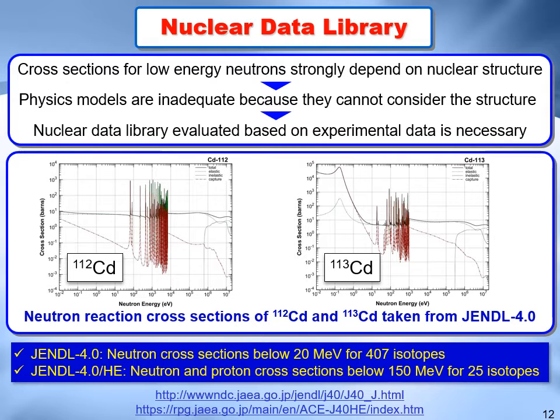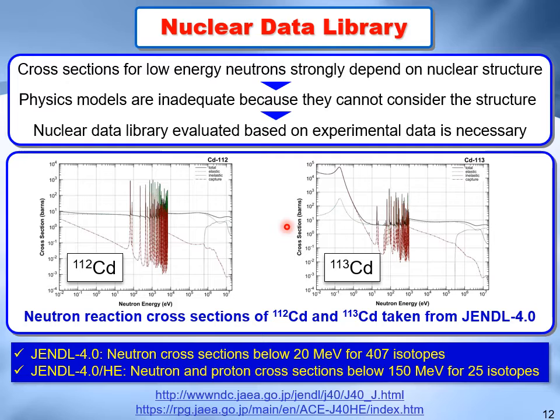Next, we will explain about Nuclear Data Library. Cross-sections for low-energy neutrons strongly depend on nuclear structure. For example, these graphs show the neutron reaction cross-sections of cadmium-112 and 113 taken from JENDL 4.0 data library, and you can observe huge resonance peak only in the data for cadmium-113. This is why cadmium can be used as neutron absorber.